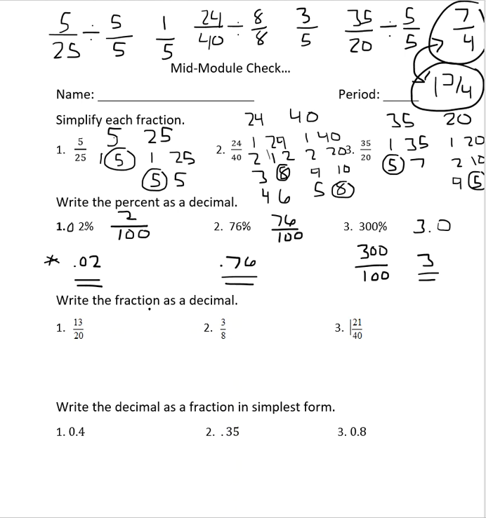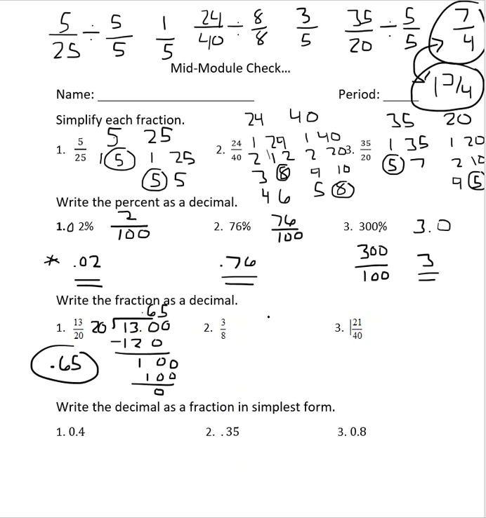Now the next part, write the fraction as a decimal. Okay, so if we're going to write a fraction as a decimal, we take the top number and we divide by the bottom number. The top number goes in the box. Then we would do a decimal and then we would do a 0. 20 fits into 130 6 times. 6 times 20 is 120. 130 minus 120 is 10. Add a 0, bring a 0 down. 20 goes into 100 5 times. 5 times 20 is 100. And so 13 twentieths as a decimal is 0.65 or 65 hundredths.